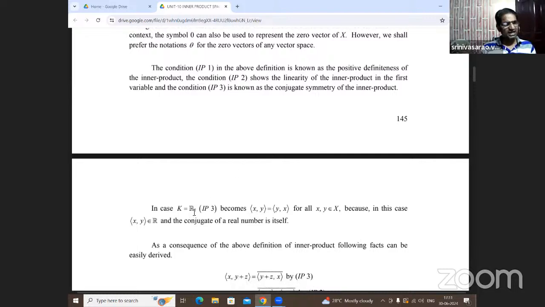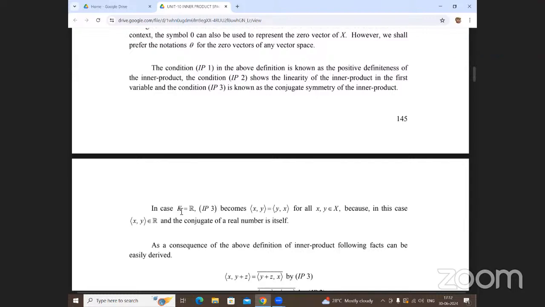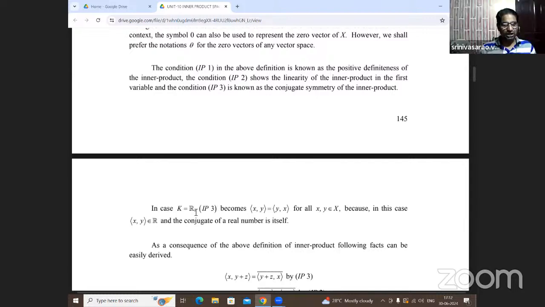Suppose the field of elements is the real numbers. From the beginning of this class, of functional analysis, when the field of elements is the real numbers, it is called a real vector space. Especially for an inner product space, when the field is the real numbers it is called a real inner product space. Real inner product space is also called Euclidean space. Suppose K equals C, the field of complex numbers, then it is called a complex inner product space.